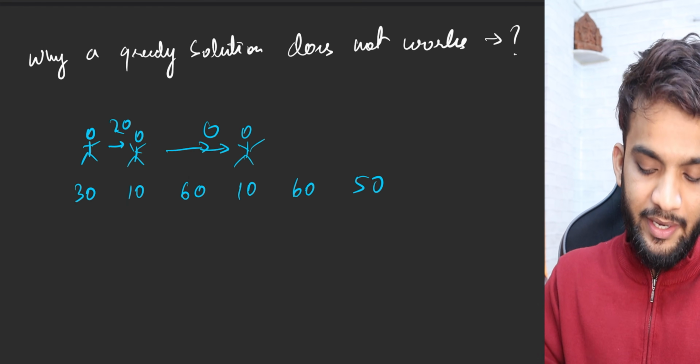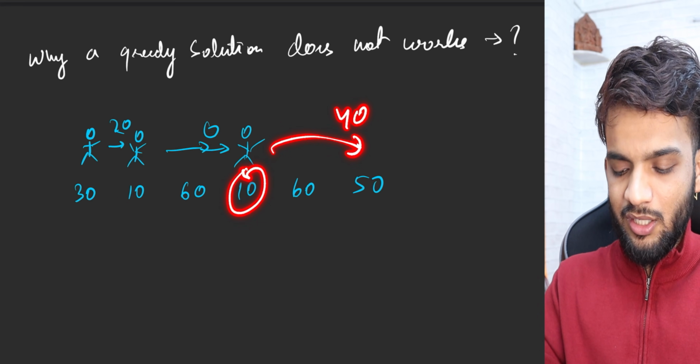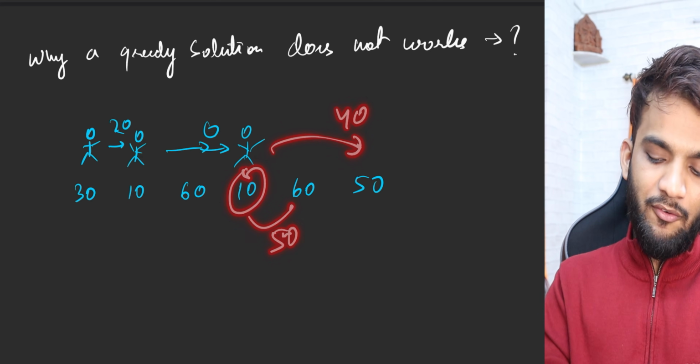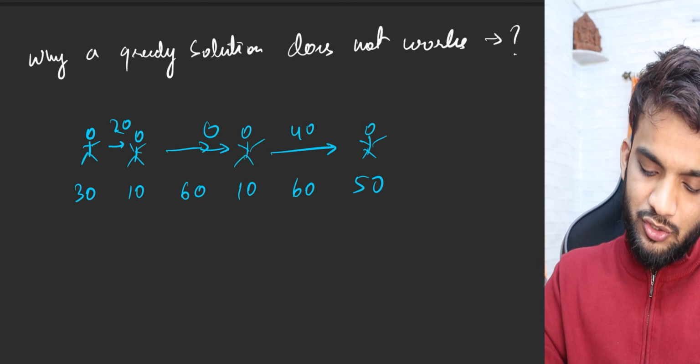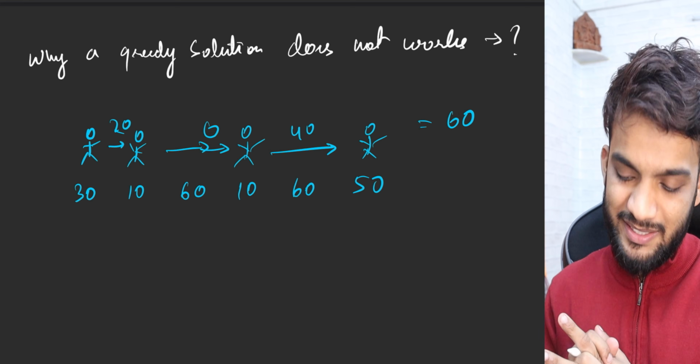This will take him 0 energy. Again, from here greedily he can move here, which will cost him 40, or this will cost him 50. So greedily he will take the 40. So he will move from here to here, which will be again 40. So in total the costing will be 60.